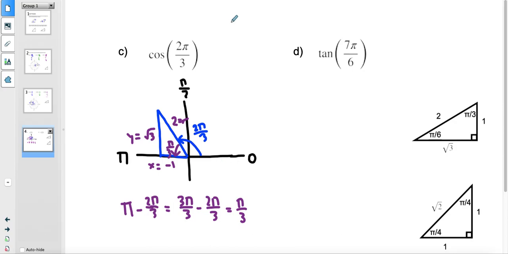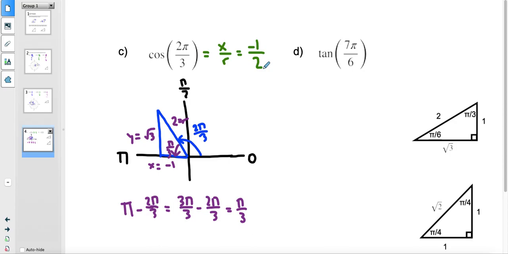And now we can just plug these in to our formula for cosine, which remember is equal to x over r. Okay, if we plug our values in, there's our answer.